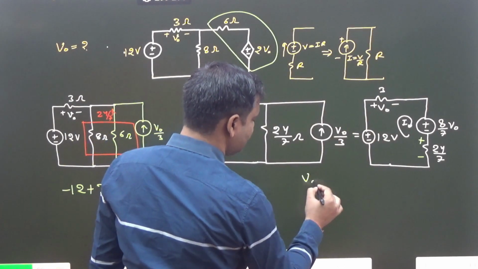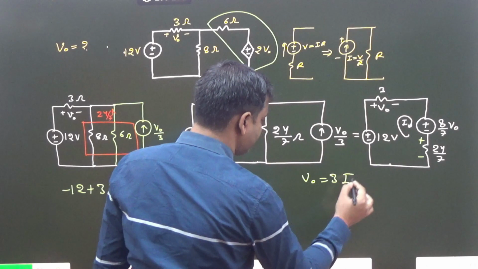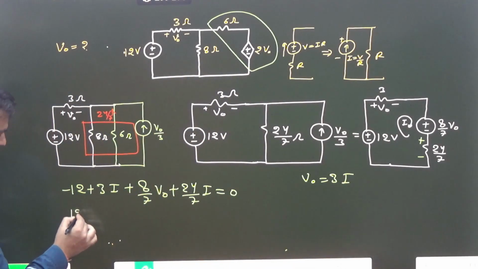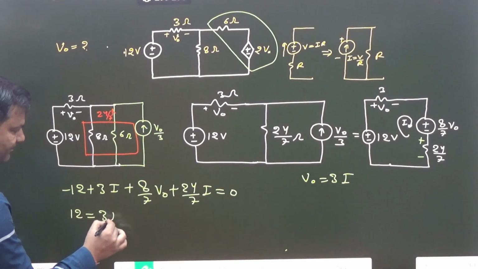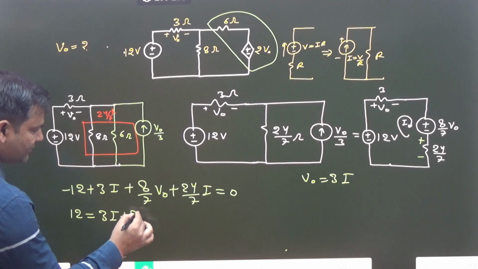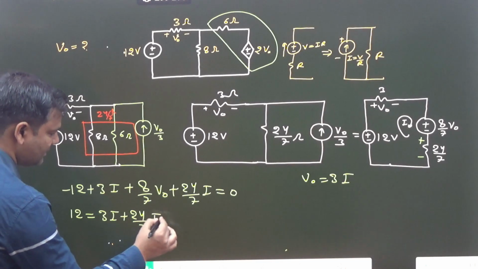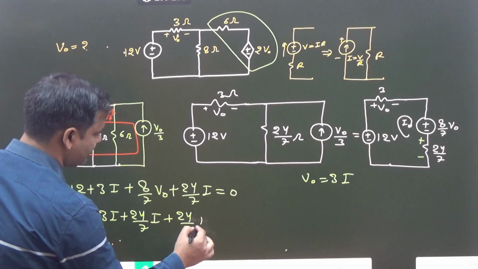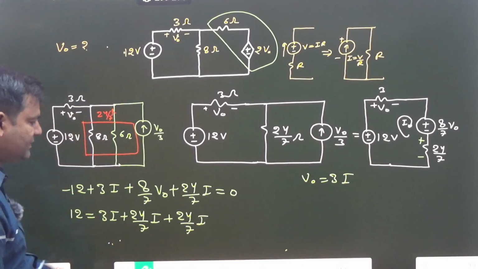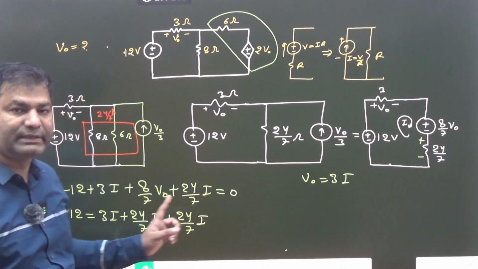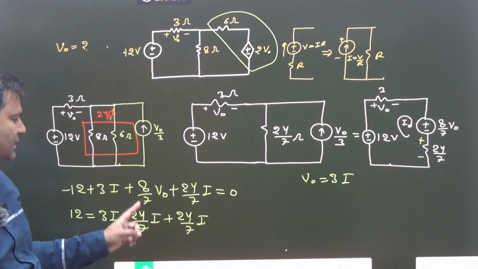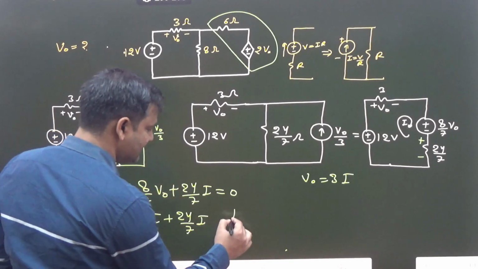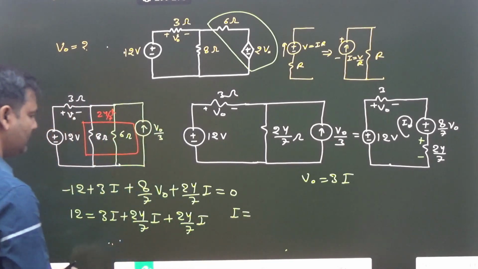And V naught is also written as 3 into I. That value put here. So 12 is equal to 3I plus 24 by 7 I plus 24 by 7 I. Okay, because V naught is put here as 3 into 3I. Okay, so 3 into 8, that is 24. So what about I? I is written simply how much?